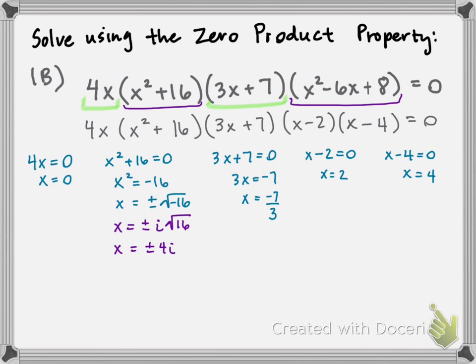Now our final answer should be written from least to greatest. So here we go. We have the set of values that this would make a 0 statement from negative 7/3, 0, 2, 4, and I'm going to put plus or minus 4i at the end since that's the new number.